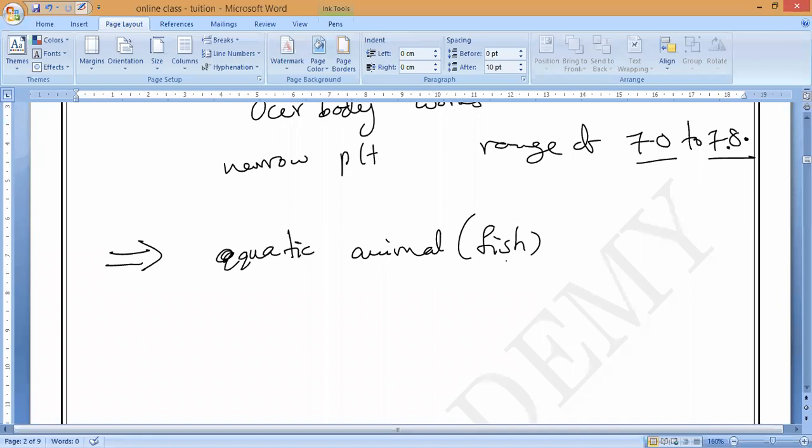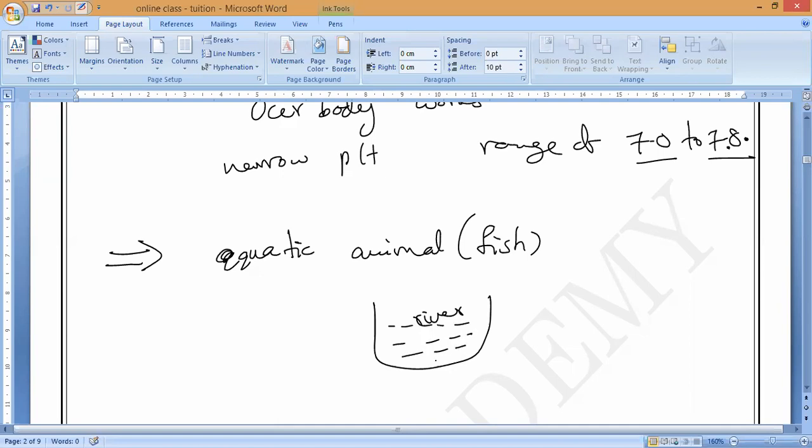Now, if you observe, aquatic animals can survive in a lake or river or ocean, in water, within a narrow range of pH change. Suppose the fishes are living in a small pond, or let me take this as a river. You understand? So in the river, they used to stay.